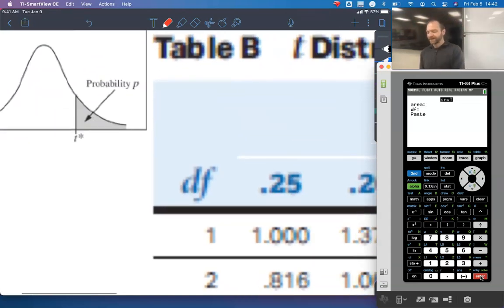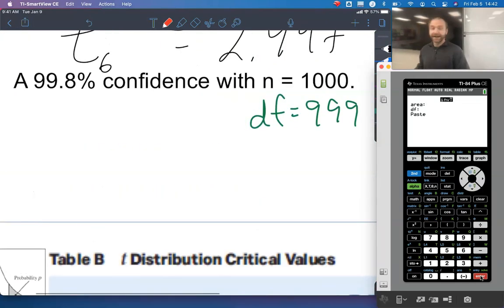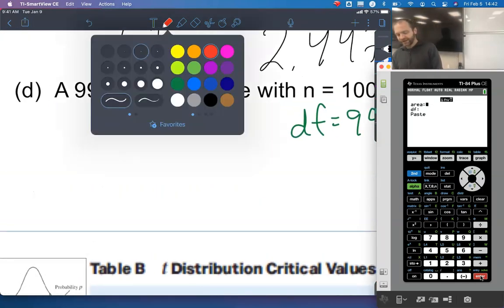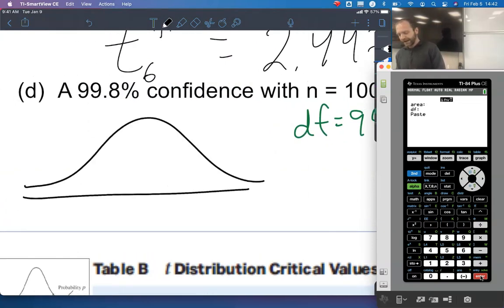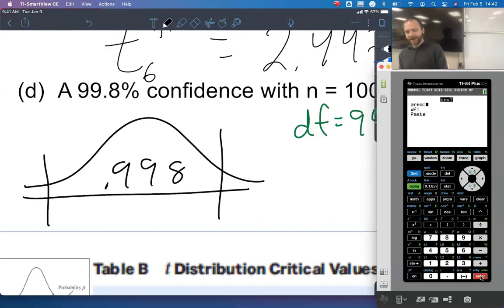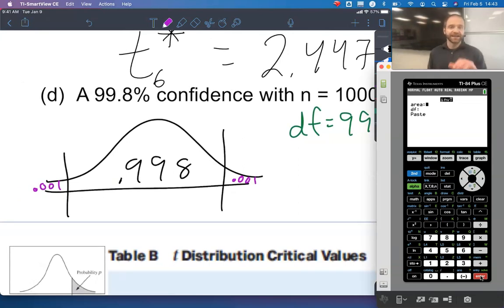In this case, I have a 0.998, so if I have my normal distribution curve with 0.998 in the middle, in each tail is 0.001. That's how much space I have in each tail. So something tells me, based off that picture, I'm going to use 0.001. Boy, I hope I'm right. And I'm going to do a degrees of freedom of 999. And I'm going to hit paste.